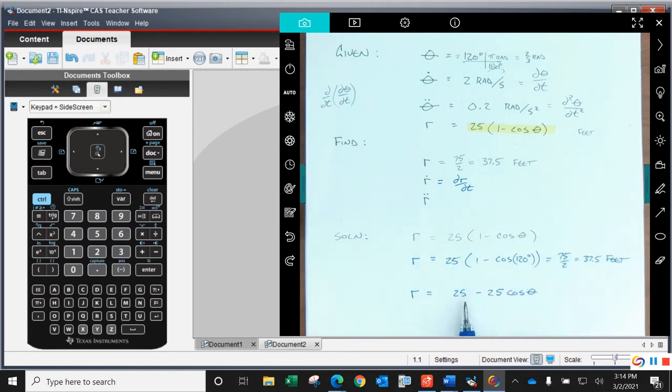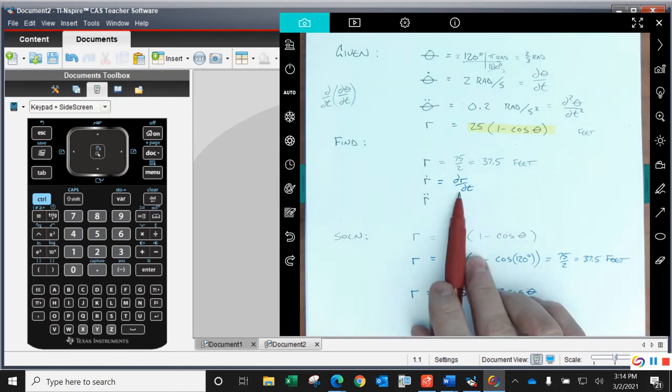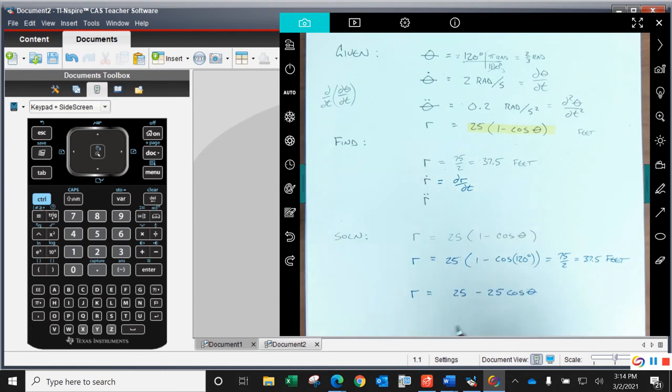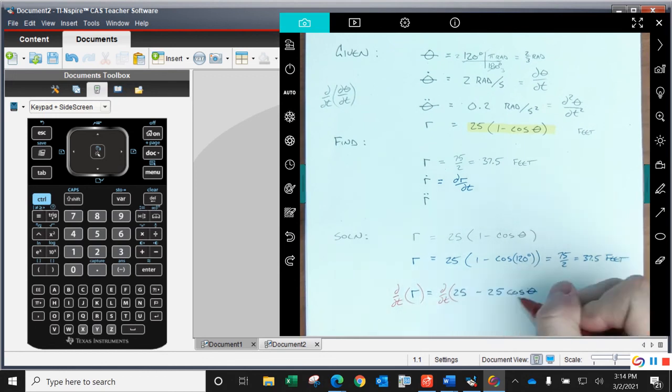I copied it down as I had before, but I distributed the 25. I just thought that might make it a little bit easier. And what I'm looking for is the derivative of r with respect to t. So here's our implicit differentiation with respect to t. We'll differentiate both sides with respect to t.